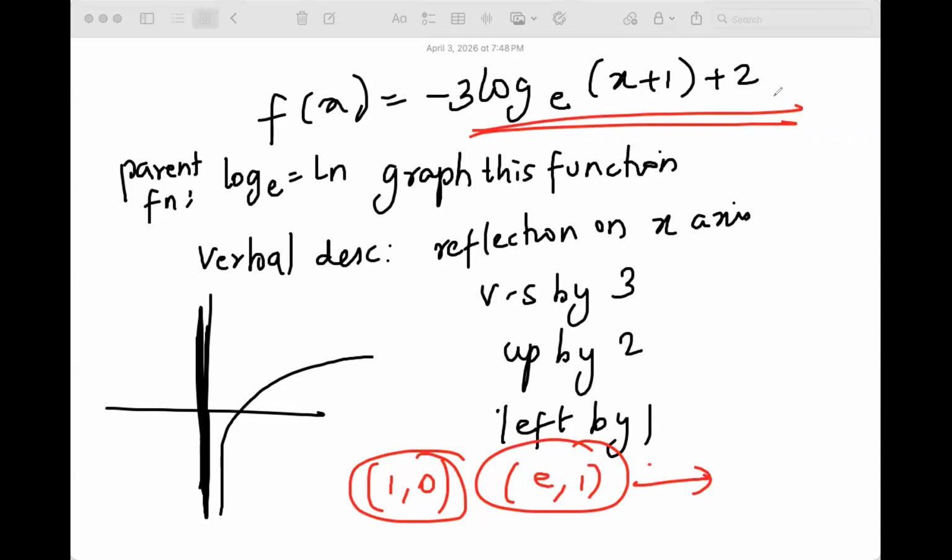And what is the domain and range? Do we know? That's a good one to do. Shall we try? So reflection on the x-axis of xy, vertical stretch by 3 of xy, up by 2 of xy, left by 1. That's nice, Subi.